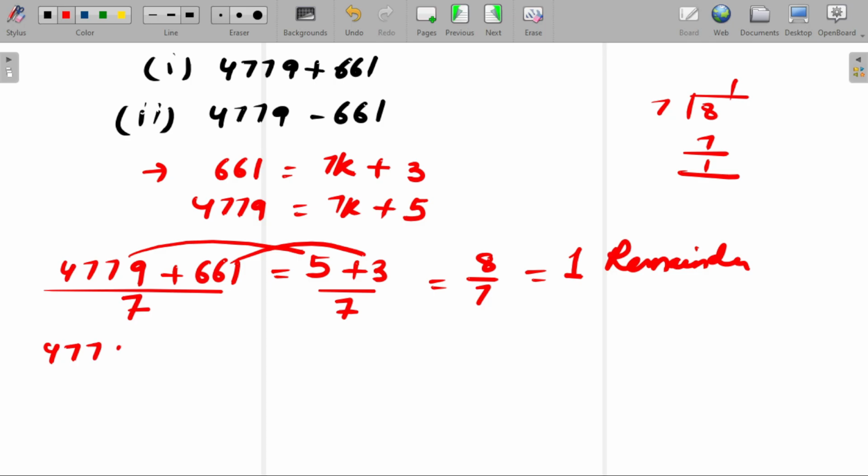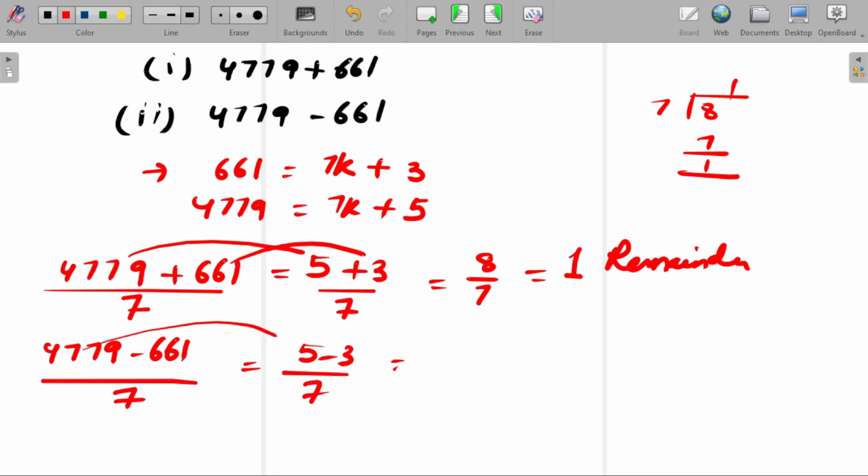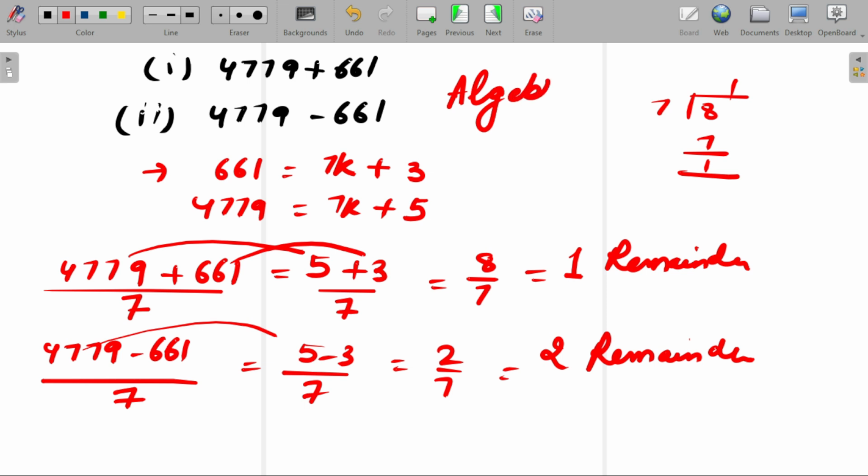And when we subtract it and divide it with 7, the remainders also will be subtracted, and it will be 2 by 7. So the remainder will be 2. Remainder will be 2. Clear? So this is the algebraic method. Now they ask for visual method also.